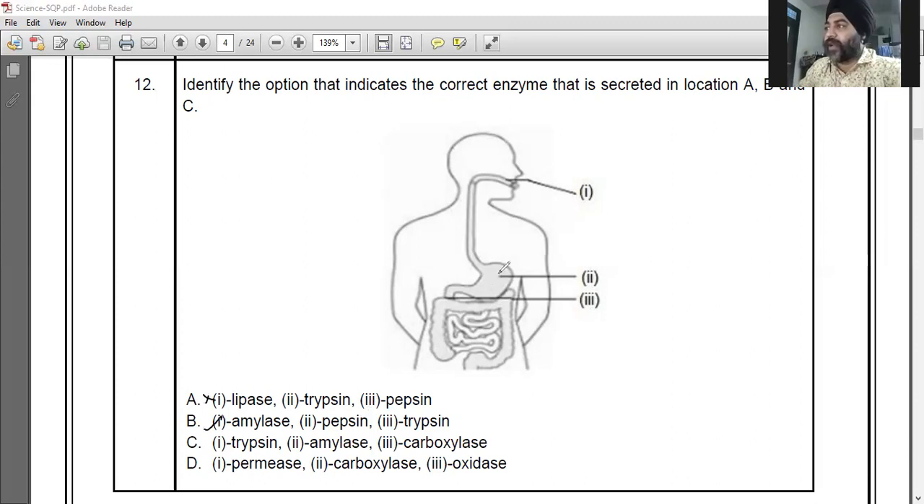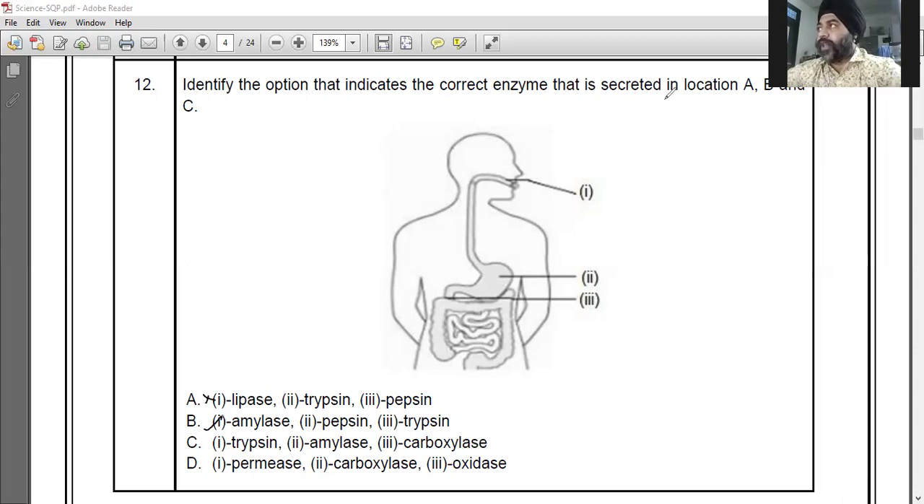Second is pepsin. Second, here it is labeled with the stomach. And all of you know that pepsin is present in the stomach. And then trypsin. The third part is the small intestine. And trypsin is given for the small intestine. So it means option B is correct.